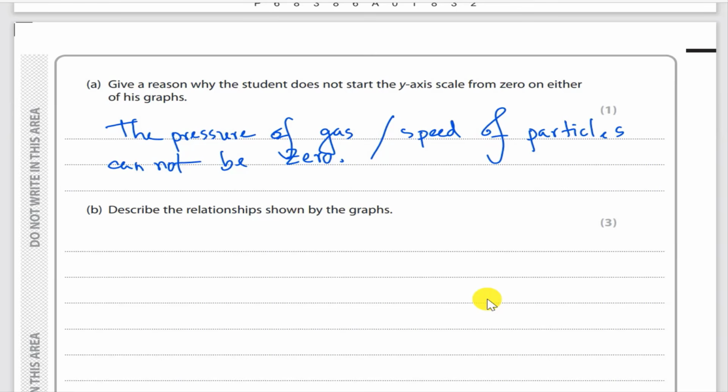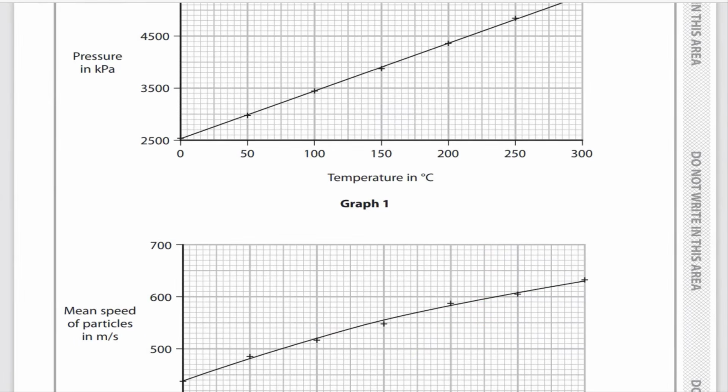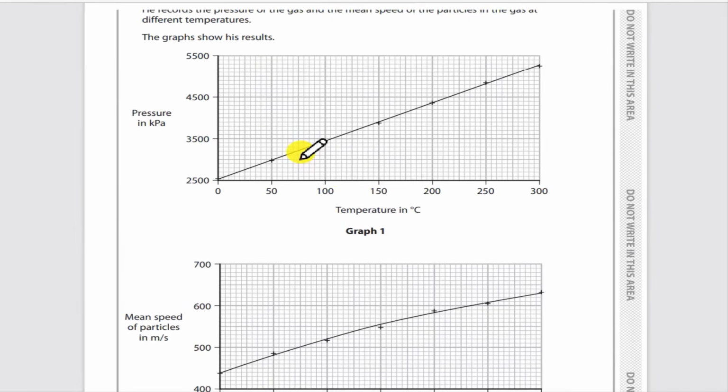Describe the relationship shown by the graph. Look at the graph. As the temperature increases, pressure or speed of the particle increases. The relationship is linear for pressure, but the relationship is non-linear for graph 2, that means for speed of the particle.